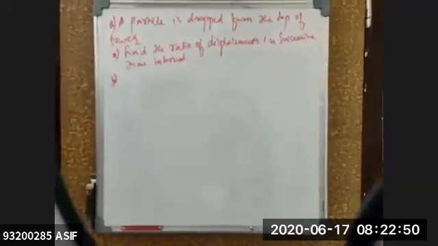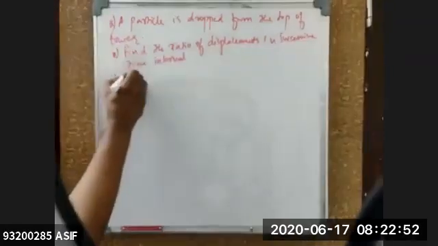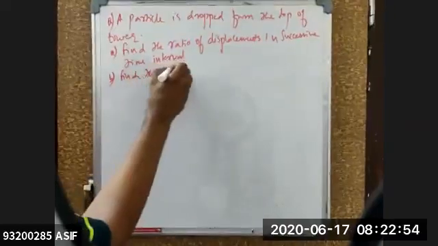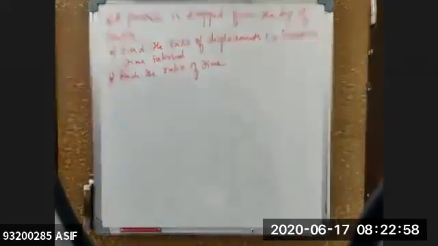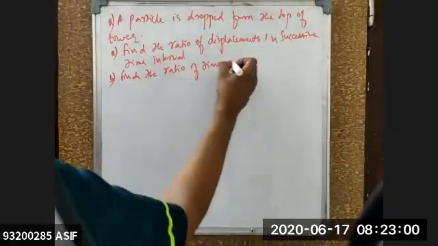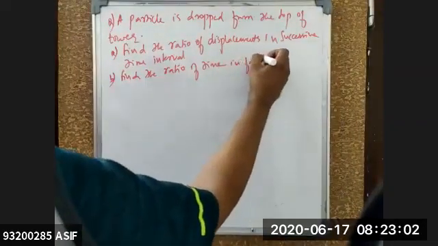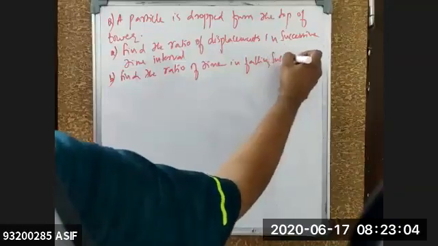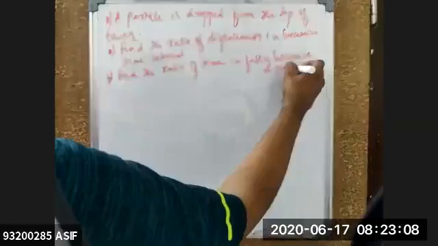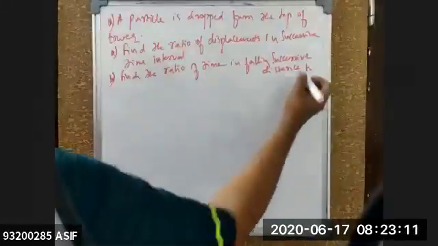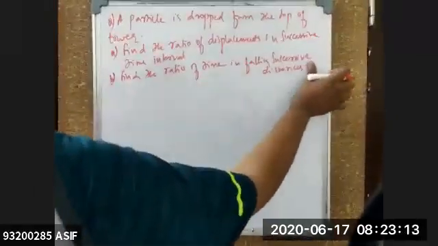Question B: find the ratio of time in falling successive distances h. The distance is h.